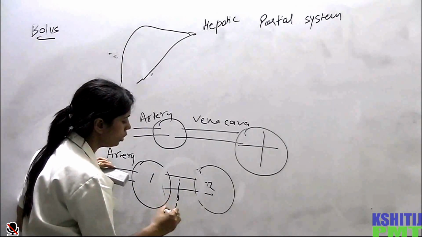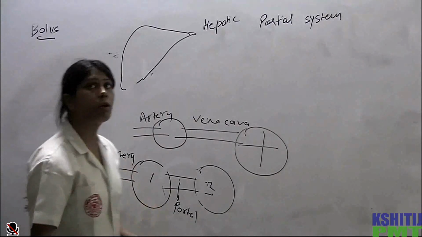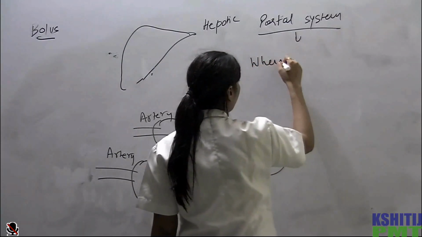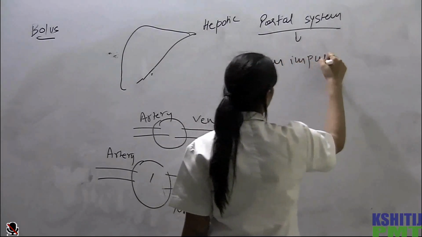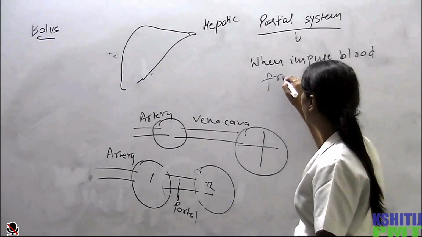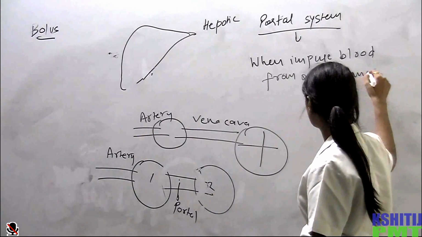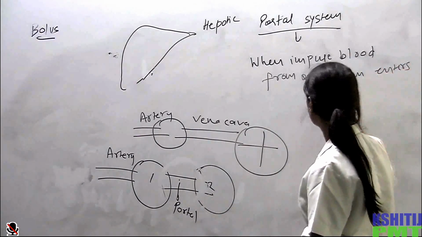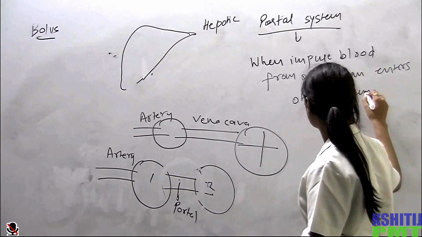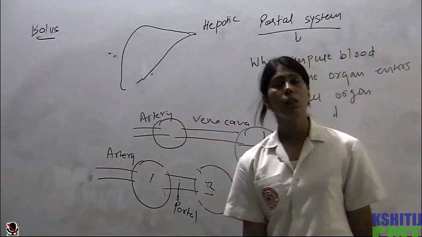So this is your portal system. That is when impure blood from one organ enters another organ, then it is called a portal system.